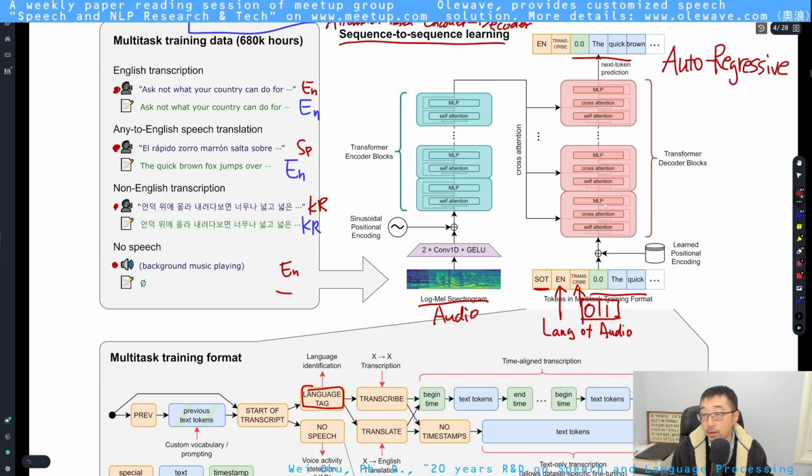And you can see in the decoder, they use an autoregressive style of decoding. So the next token predicted is based on, for example, the word brown is based on the past decoded results, which is pretty standard.